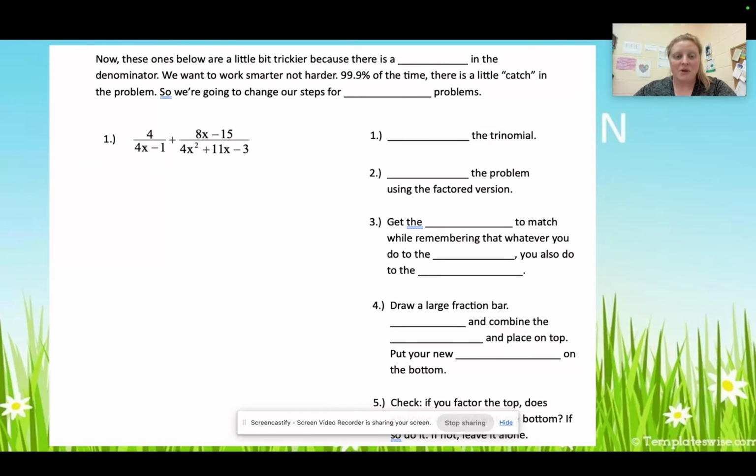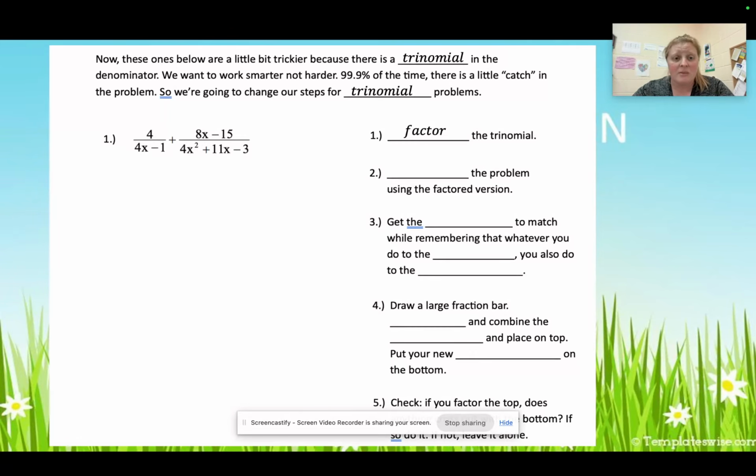Okay, so in our last video, we talked about using the little crisscross method to get a common denominator. That will still work here, but there's extra work you would be doing if you did that because of the fact that there's a trinomial in the denominator. So what we're going to do is, if we see that, we're going to change the way we do our steps to eliminate extra work for ourselves. The first thing you want to do is, if you ever see something that's factorable, you want to factor it.